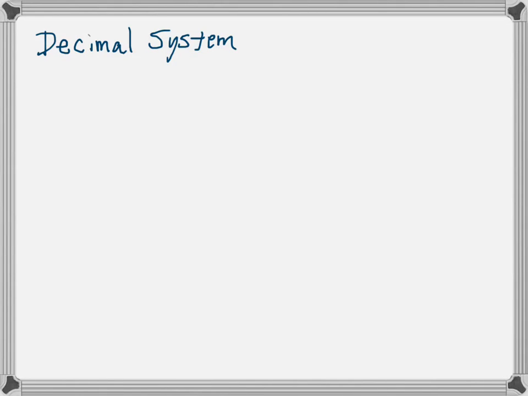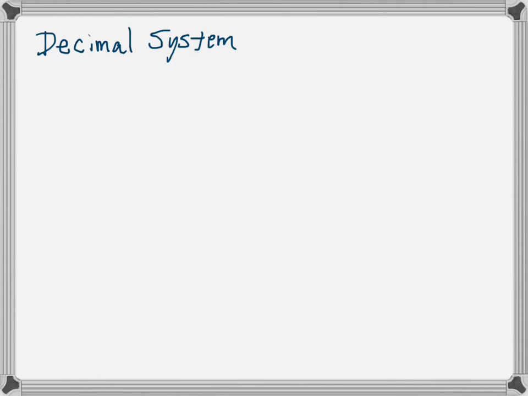All right, in this movie we're going to start talking about numbering systems. And the first numbering system we want to talk about is one that you have probably understood your whole life. It's called the decimal system. Numbering systems are not that hard.